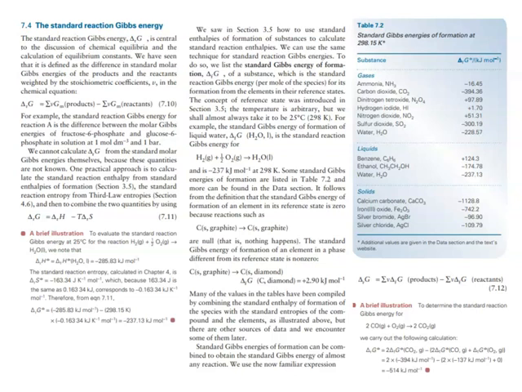So in this case, carbon in the graphite phase going to carbon in the diamond phase has a ΔG of positive 2.90 kilojoules per mole. Many of the values in the tables have been compiled by combining the standard enthalpy of formation of the species with the standard entropies of the compound and the elements, as illustrated above, but there are some other sources of data, and we encounter some of them later. Standard Gibbs energies of formation can be combined to obtain the standard Gibbs energy of almost any reaction. We use the now familiar expression, ΔG equals the sum of ν ΔG of products minus the sum of ν ΔG of reactants, that we see here.